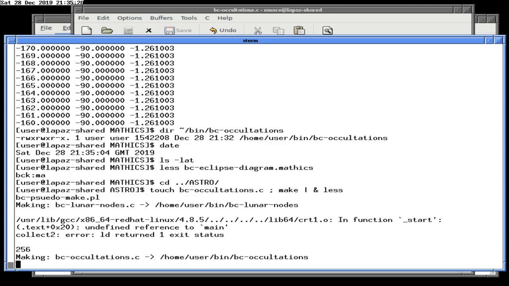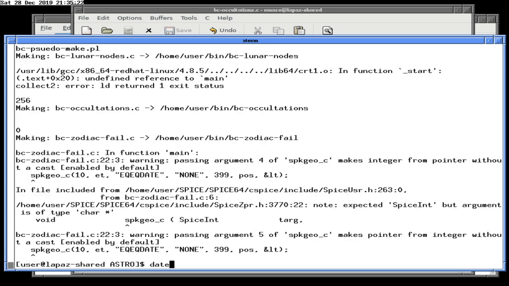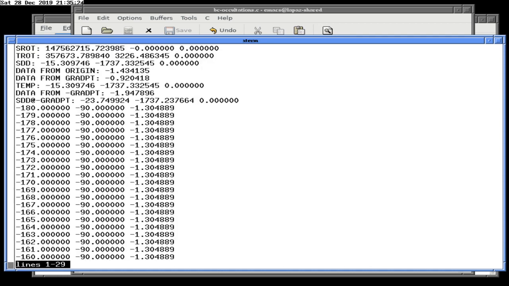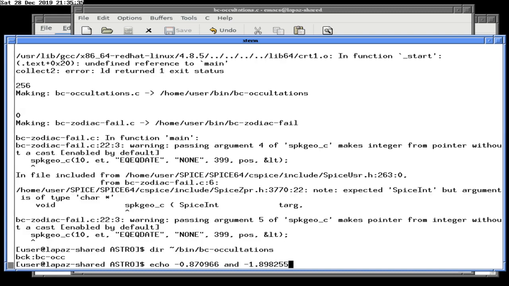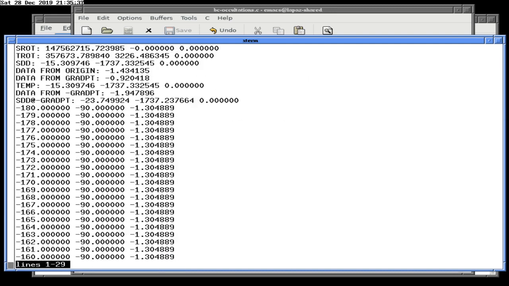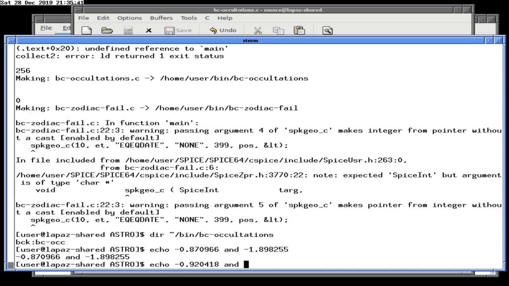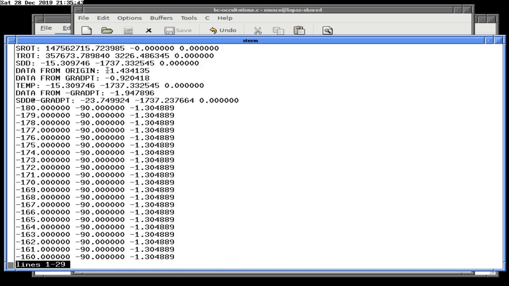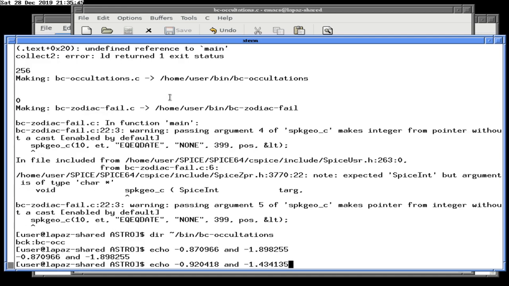Okay, let's look at this. Okay, didn't have a problem compiling, which I didn't expect. I did expect it to compile fine. Again, it's worrisome that the data from the origin is not minus one here. Data from the gradient point is this. So here we're looking for a value between this and this number. Let's see if that works by doing a sort.